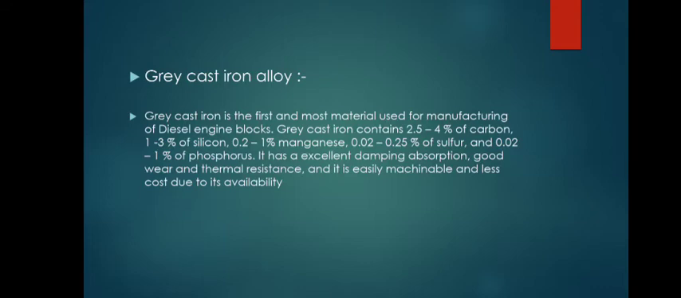Grey cast iron is the first and most used material for manufacturing of diesel engine block, in which the grey cast iron contains 2.5 to 4% of carbon, 1 to 3% of silicon, 0.2 to 1% of manganese, 0.02 to 0.25% of sulfur, and 0.02 to 1% of phosphorus.